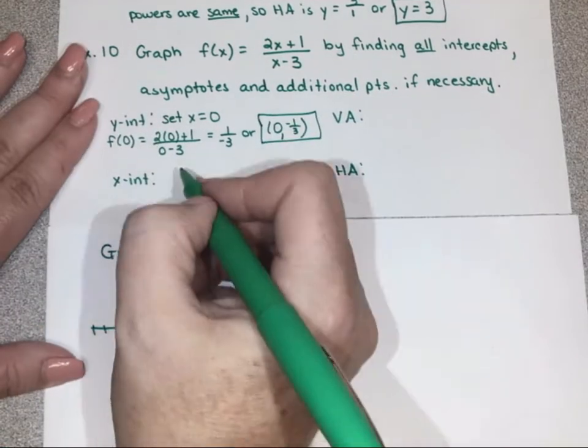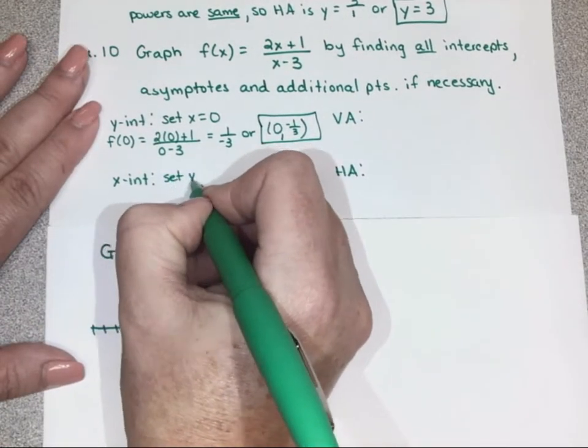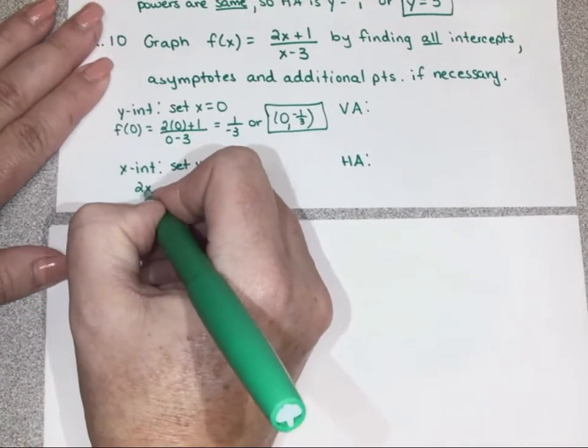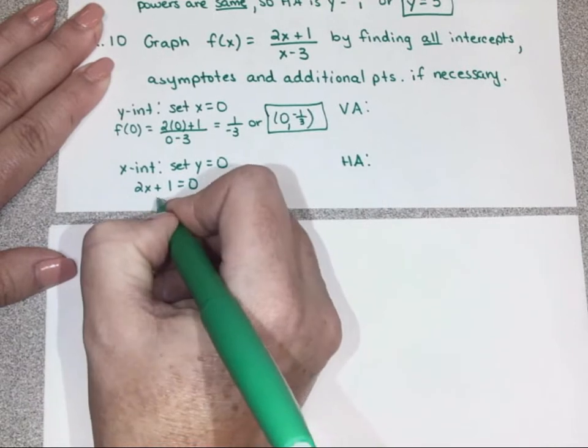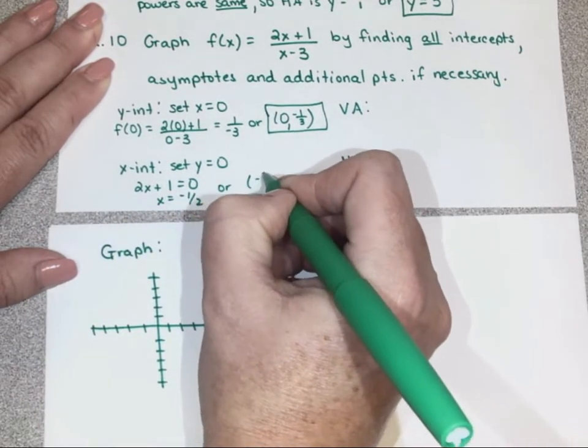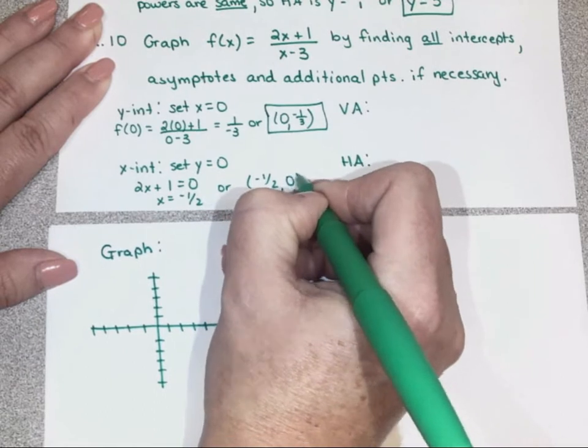What about x-intercept? You set y equal to 0. More specifically, you set the what equal to 0? Numerator. So you're going to say 2x plus 1 equals 0, so you get x equals negative 1/2. But how I'm going to want you to write it is negative 1/2, comma 0.